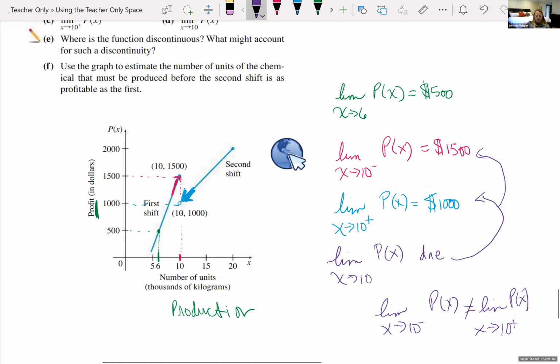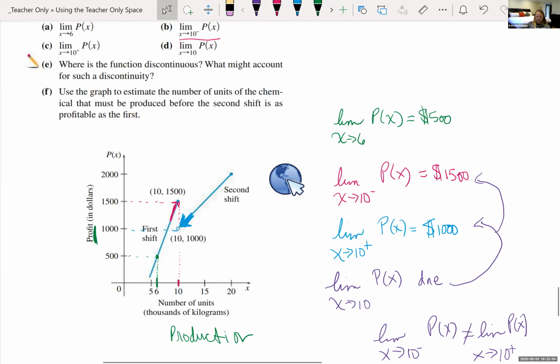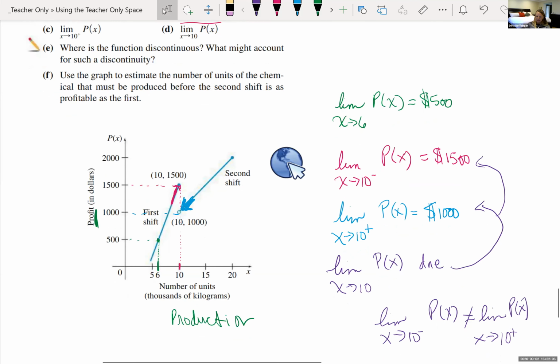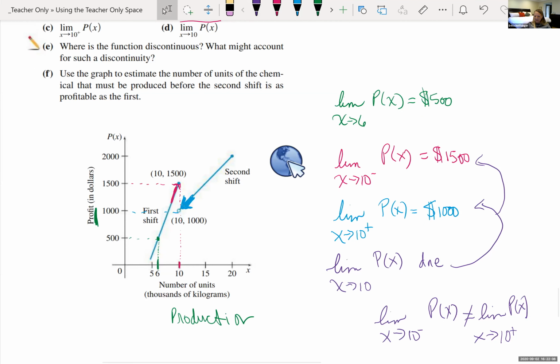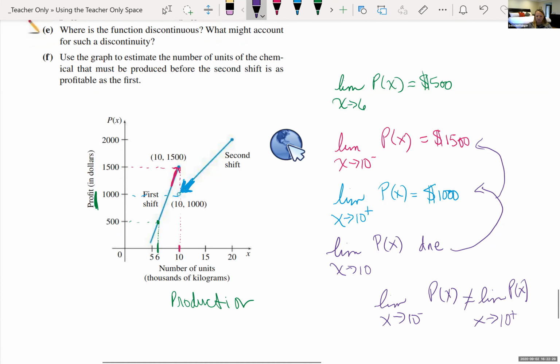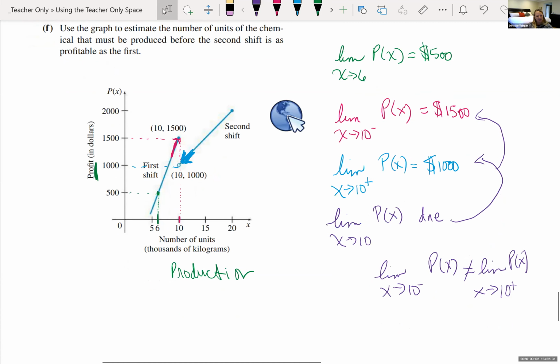Okay, so looking at this, where is the function discontinuous? Well, we just showed that the limit as x approaches 10 doesn't exist. And that was one of the conditions that needed to hold in order for it to be continuous. So we can see that it's not continuous at x equals 10. So part E, it's discontinuous at x equals 10. And what might account for that discontinuity?